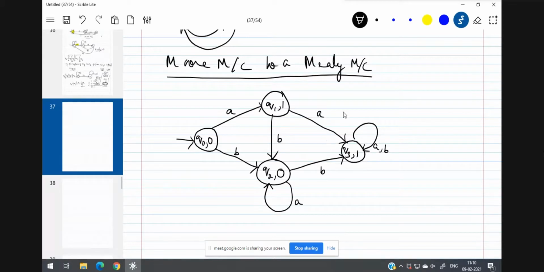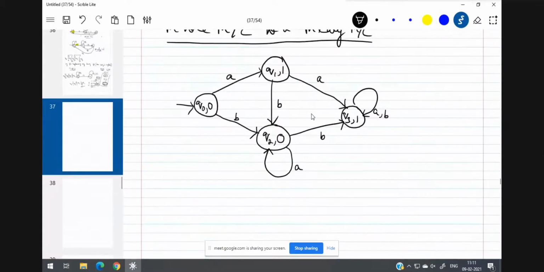Now, how to convert a Moore machine to Mealy? What we saw yesterday is that in the case of Mealy, every input will have a corresponding output, but in the case of Moore, every state has its own output value associated with it. That is the major difference between Moore and Mealy. So to convert this Moore to Mealy, the initial state will remain the same.